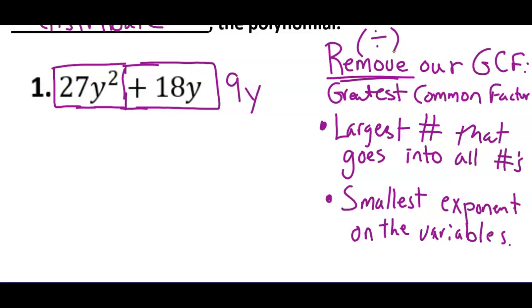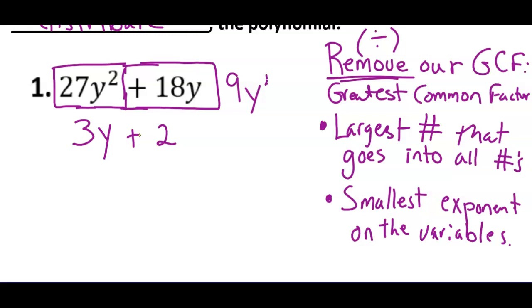27 divided by 9 is 3. Y squared divided by y will give me a y left over because I'm going to do the 2 minus my imaginary 1 here. Okay? Fantastic. If I divide 18y by 9y, 18 divided by 9 is 2, positive 2. And y divided by y, those y's will cancel, so I'm done.